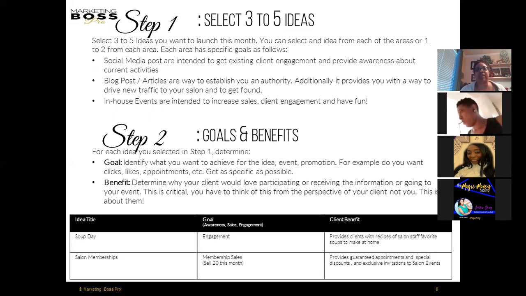So step 1, when it comes to business marketing, events and offers and promotions, you really have 3 goals that you want to accomplish when you think about your idea, right? Is it to get engagement, right? That's one goal. Do you want to build awareness about your brand or your business, or do you want to increase sales, right? So when you think about your goal and your idea, what is it that you're trying to achieve as a business owner? That's what I really want you to think about.